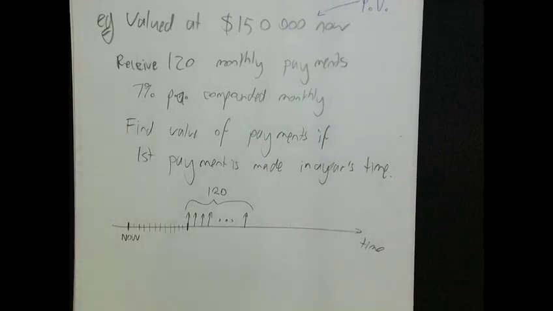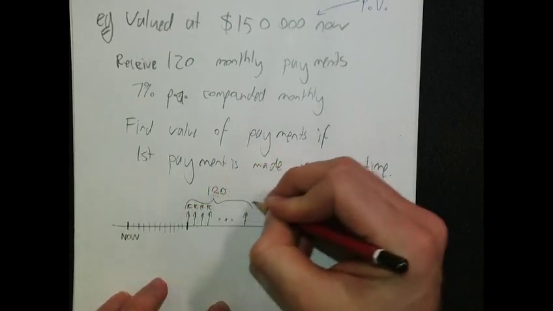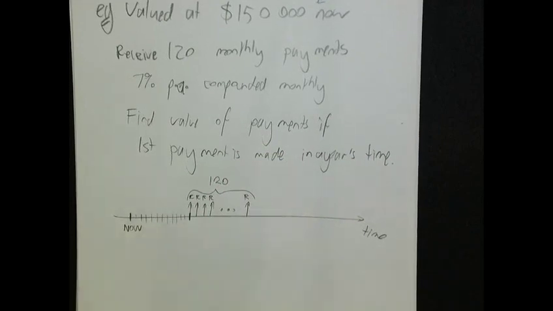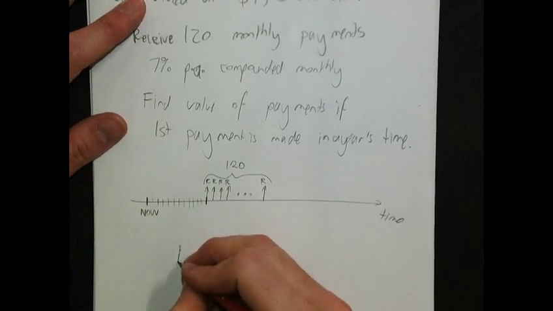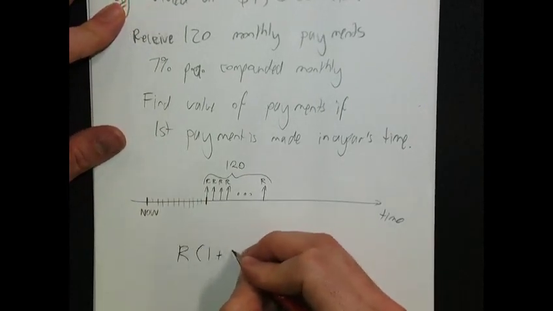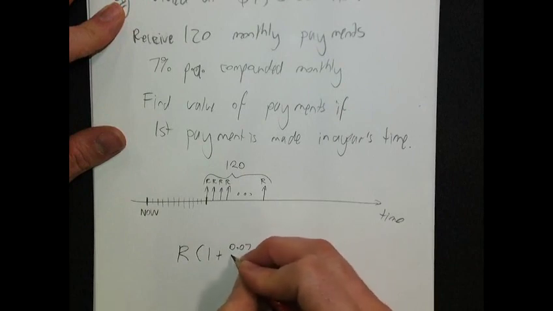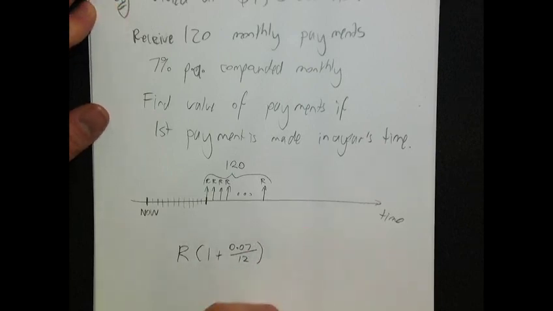So if I have an amount of money in the future, and these are all R for regular payments, what it's worth now has to be discounted. You discount the future to figure out what the present value is. $10 next year is worth less than it is this year because the inflation's gone up and I can't buy as much stuff for it. So this first payment is going to have to be discounted by my monthly interest rate.